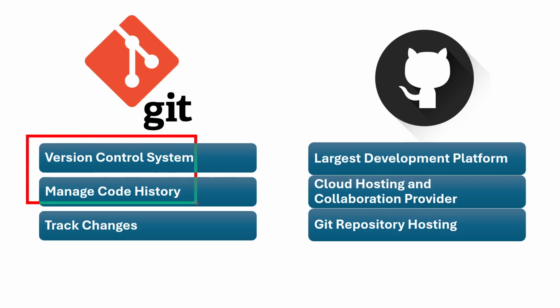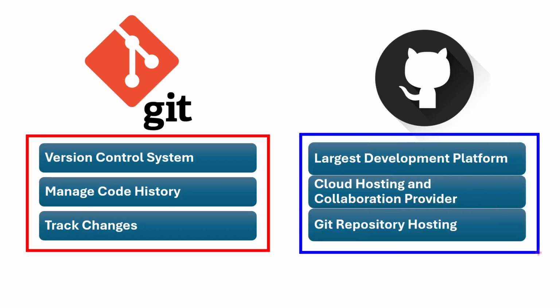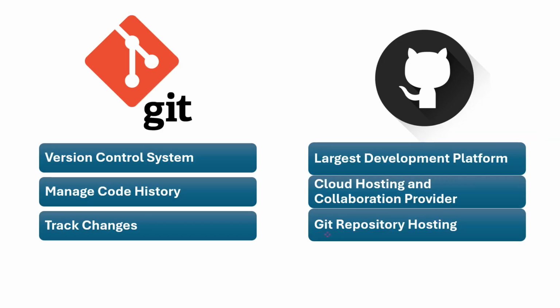Again, Git is just a version control system, and it allows you to manage your code history. You can see the history of what you have changed so far in your code, and you can track the changes as well. And GitHub is, in fact, not one of, it is the largest development platform, and it is a cloud hosting and collaboration provider. It allows you to collaborate with people all over the world, and it allows hosting of Git repositories. That is your project. It's as simple as that.